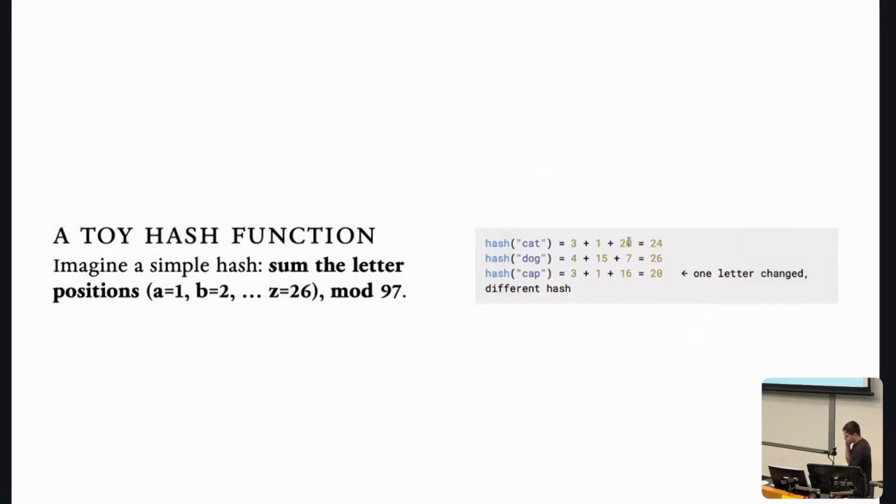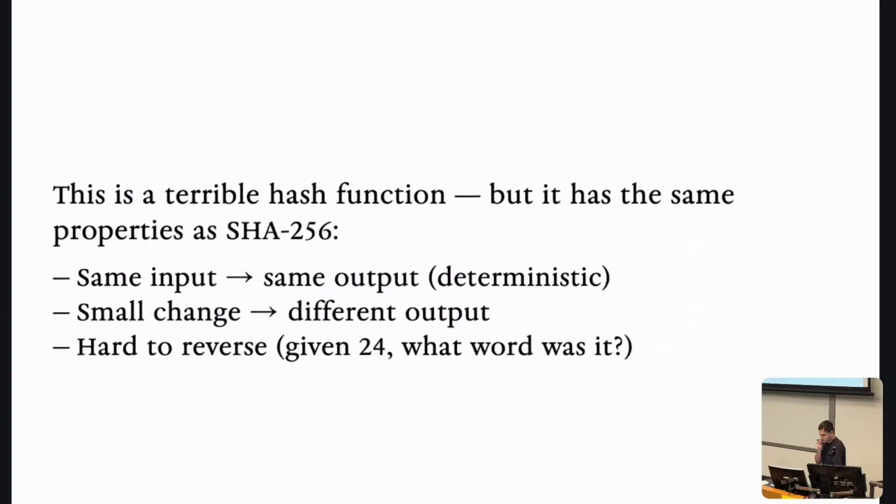Obviously. So we have a toy hashing algorithm. That's pretty cool. Now it's terrible, like I said, but it does have the same properties. Same input gives the same output. A small change gives a different output. This is really bad because the delta of the change will map to the delta of the hash. Does that make sense? But it's still a small change, gives a different output. And it's still hard to reverse.